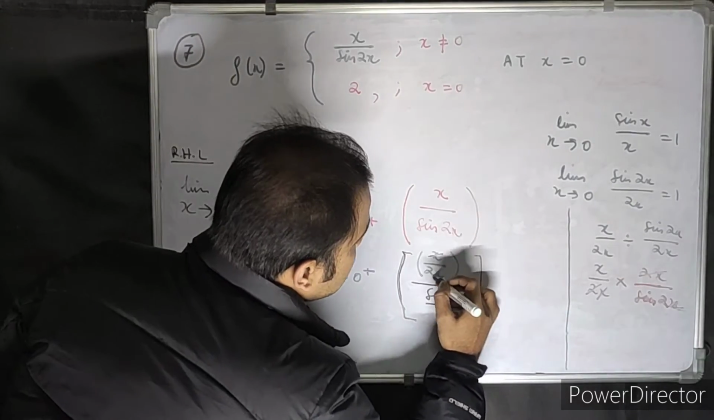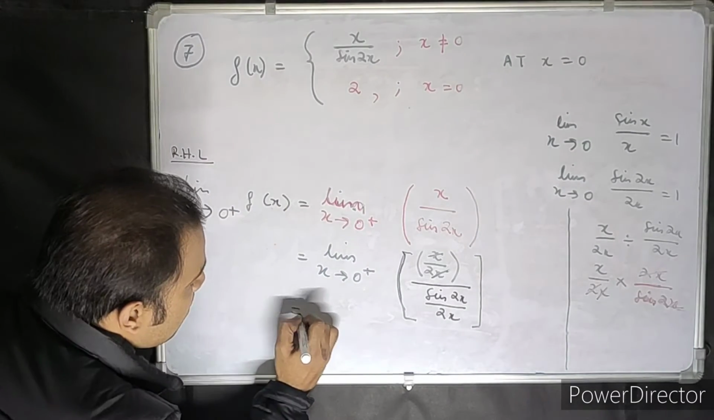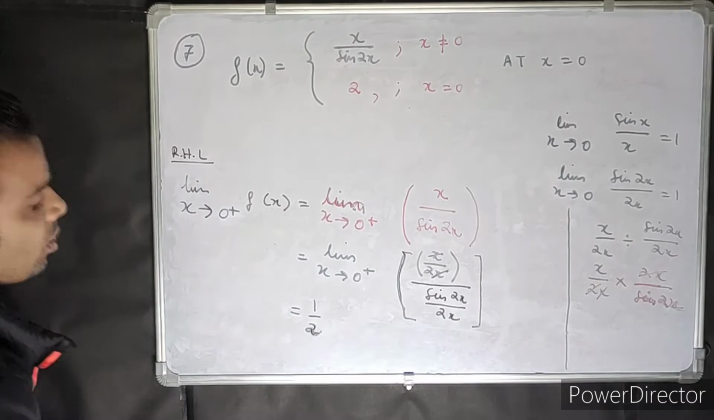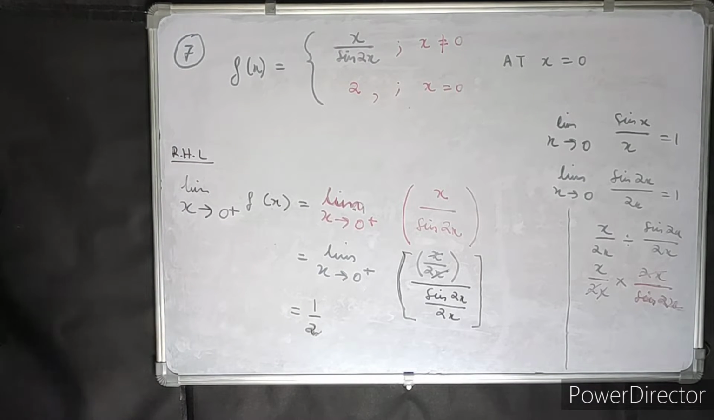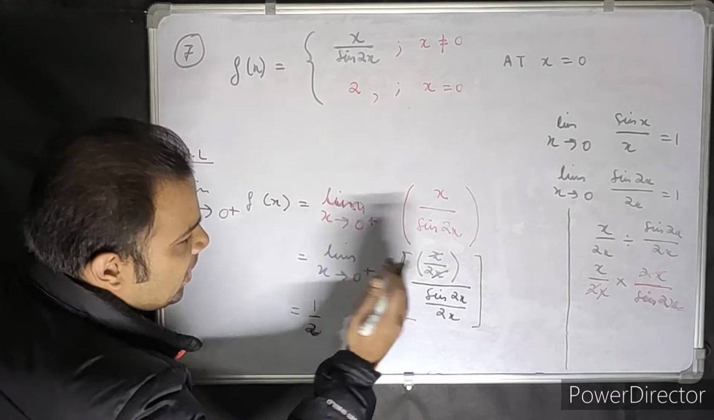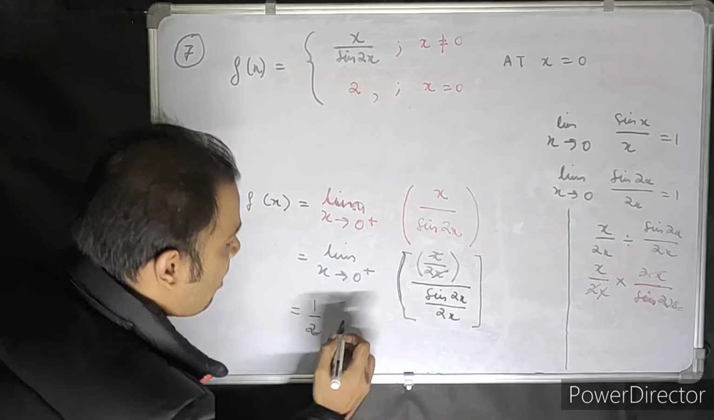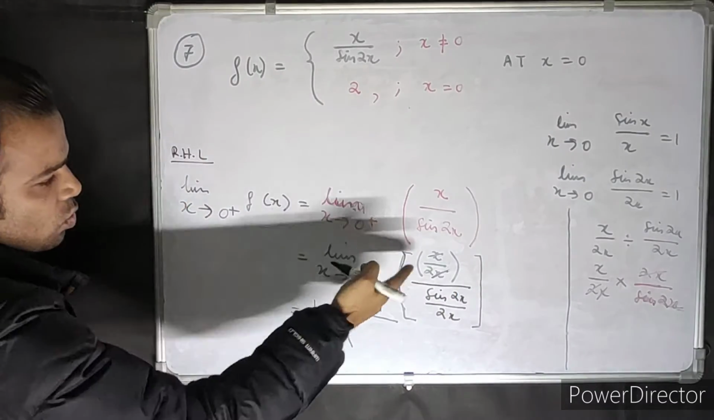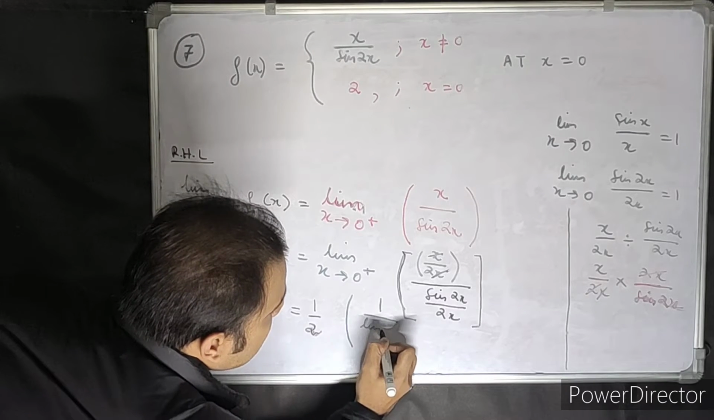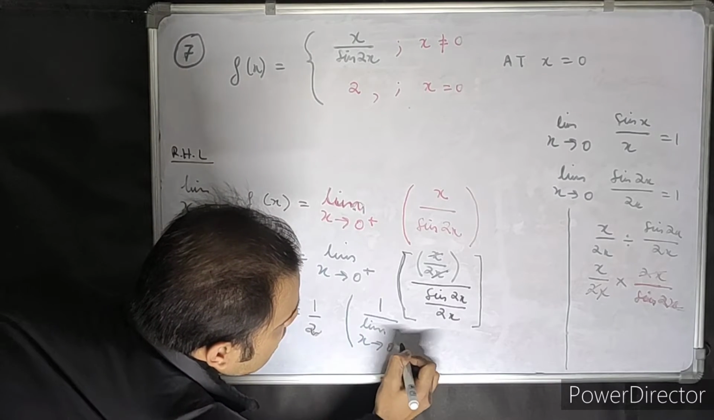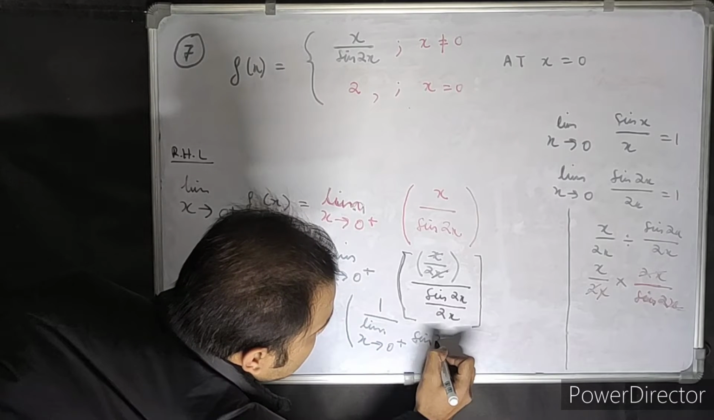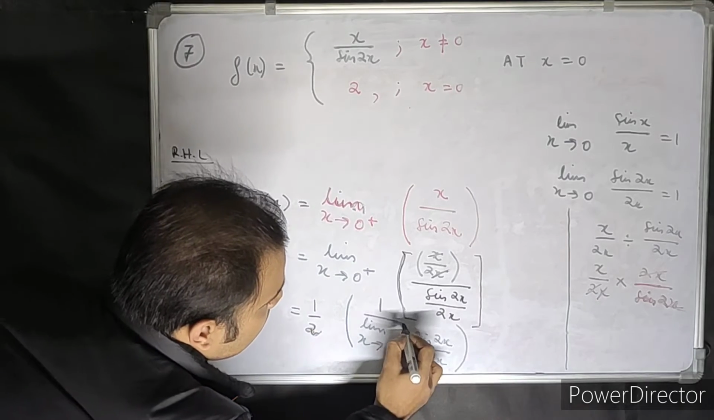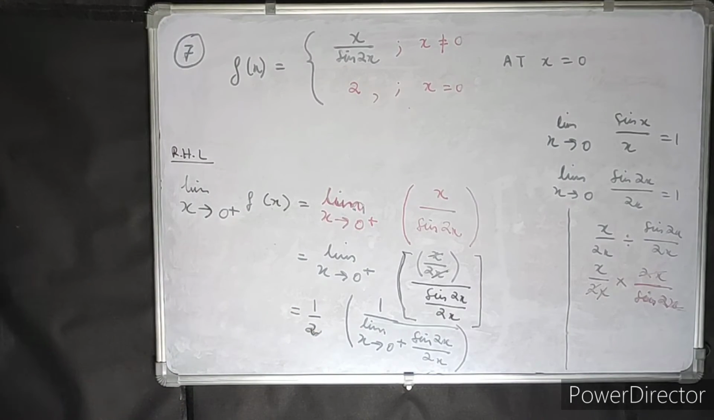Simple. Over here I just cancel out the x and x and bring the 1 by 2 in front, because that's a constant. It comes out, and then I split the limit. How do I split the limit? On top I don't have to write any limit because on top is just 1. The x and x got cancelled out, 1 by 2 came out. And over here I will write limit x tends to 0 plus, sine 2x divided by 2x. See, this is 1 divided by limit.